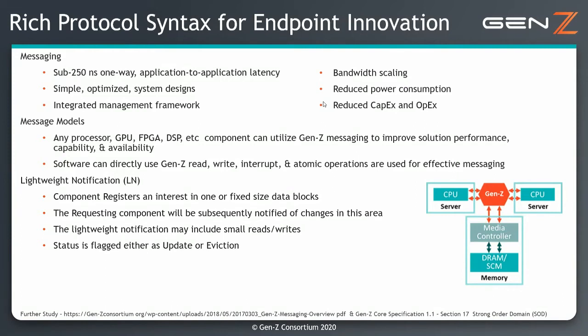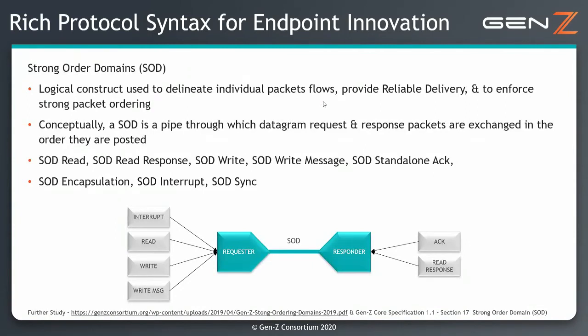Lightweight notification protocol is used by a component to register an interest in one or more fixed size blocks in another component and later be notified when the data, the LN block, is updated. Notifications provide a lightweight signaling mechanism to reduce software complexity, overhead, and synchronization costs. Strong order domain is a logical construct used to delineate individual packet flows and provide reliable delivery and to enforce strong packet ordering. SODs can be established between multiple components. This enables third-party protocols to be tunneled across Gen Z, where ordering is important.